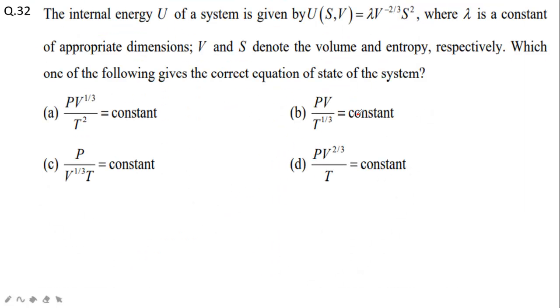Moving ahead, question number 32. The internal energy U of a system is given by U equals lambda V raised to the power minus 2 by 3 S square, where lambda is a constant of appropriate dimensions. V and S denote the volume and entropy respectively. Which one of the following gives the correct equation of state of this system?